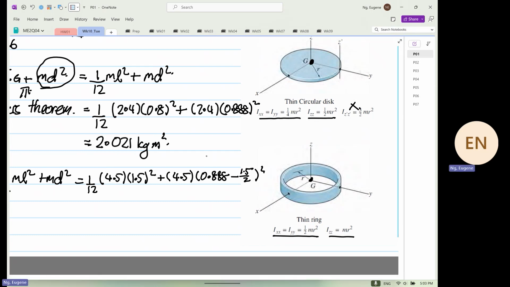Why? This is the big Y bar, which is the center of gravity for the entire system. This is the small Y bar. The small Y bar refers to the Y bar for the what? For the vertical rod. So that's why it's 1.5 divided by what? 2.